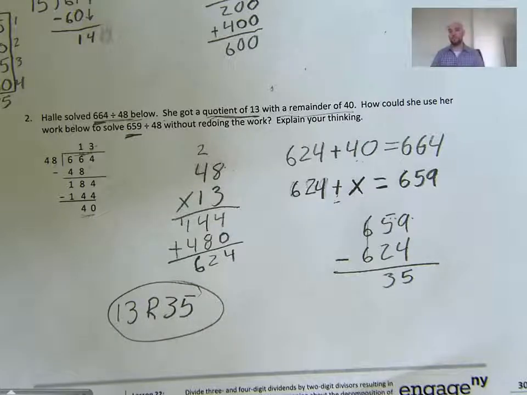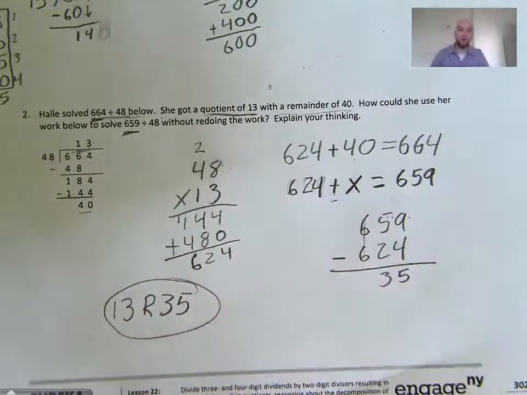If we have now 5 less, we have 659, and 659 needs to be split into groups. We're still going to have 13 groups. We'll just have 5 less left over because we had 40 left over. We subtracted 5 from our total. Now we have 35 left over. So we wouldn't have to completely redo our work to figure out 659 divided by 48 if we already know that 664 divided by 48 is 13 remainder 40, which gives us 13 remainder 35.